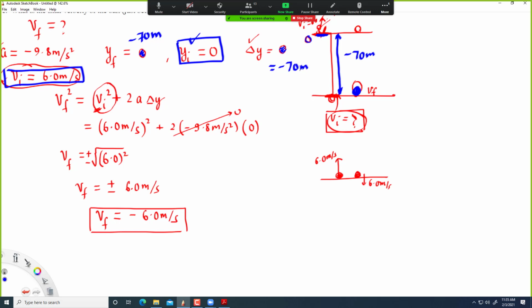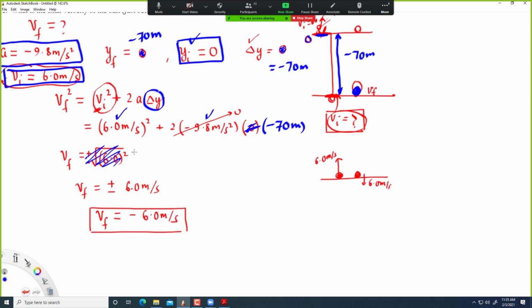Acceleration is fine. It's always the same. No problem. So everything else is the same. Let's just use the right numbers here. So a is fine. Delta y is negative 70, not 0. So with that, let's see what we get.